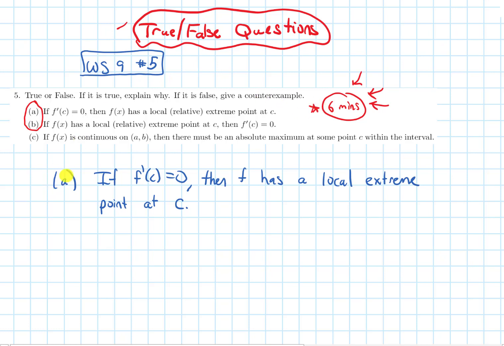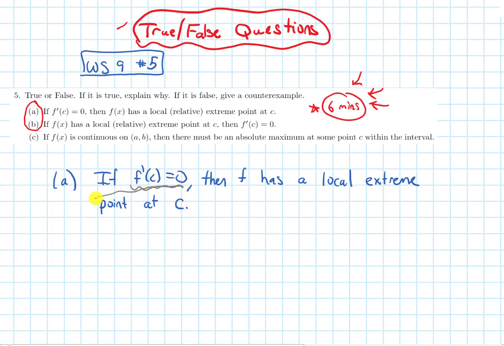Let's talk about them. Alright, so A says, if f prime of c equals 0, then f has a local extreme point at c. So remember, local extreme point means either a local max or a local min. So if the derivative is 0, does that mean that f has to have a local max or a local min? Well, let's break it down.